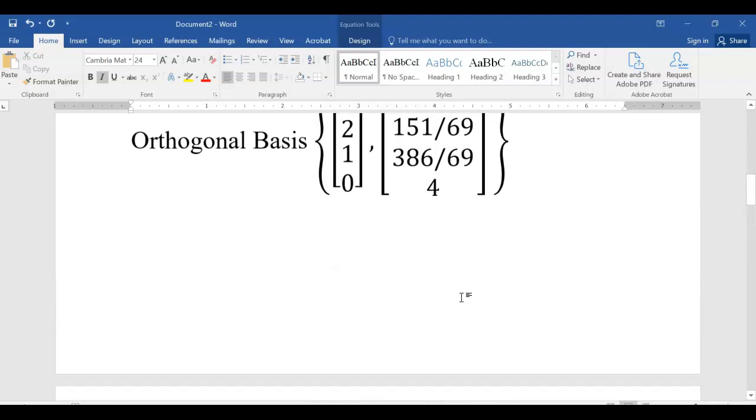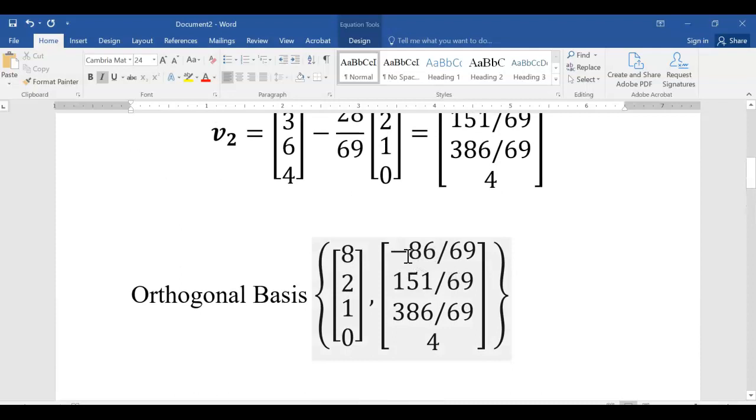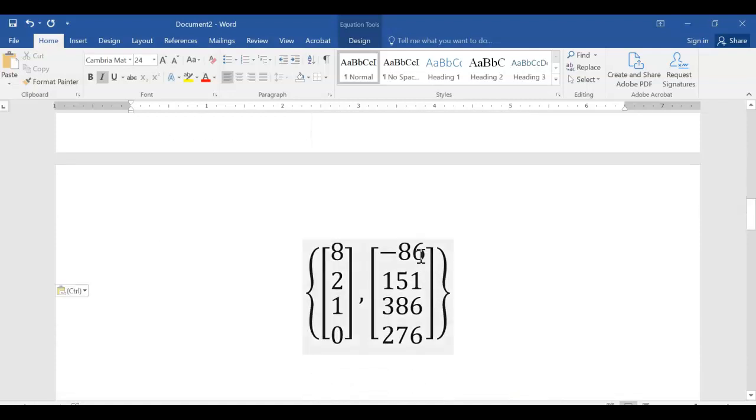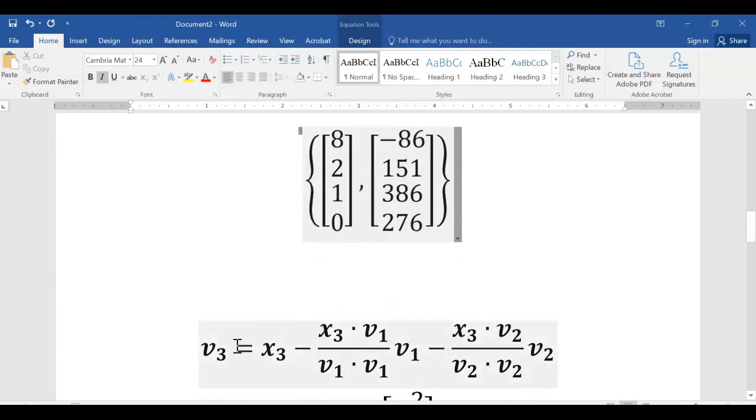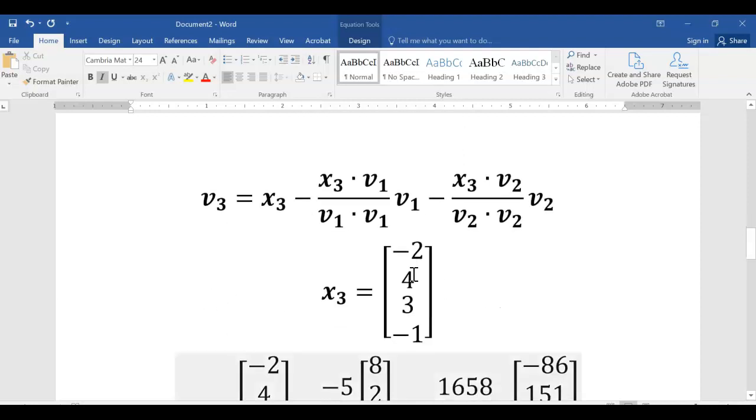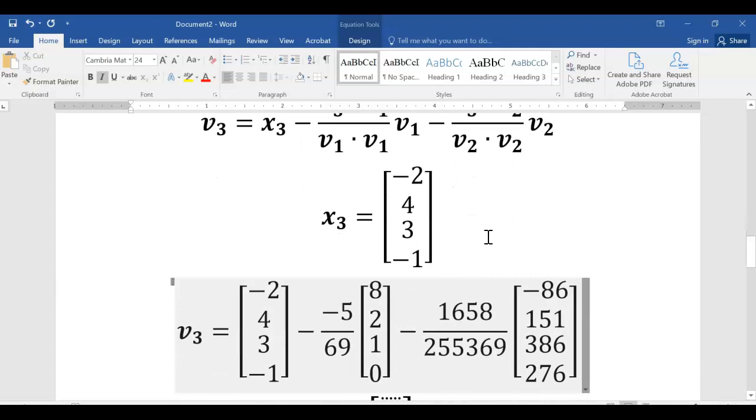By the way, if you recall, that second vector, we had uglier fractions, and we multiplied everything by 69. So this is the slightly better version of V1 and V2. So this is the set containing V1, V2. As always, V3 is going to be our third vector minus the projection of the third vector onto V1 minus the projection of the third vector onto V2. Now you get some real doozies for coefficients, but that's the way the world works sometimes.